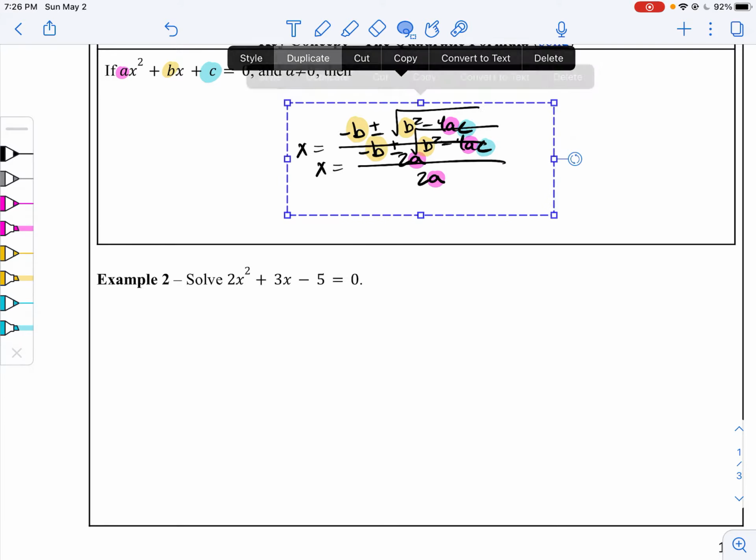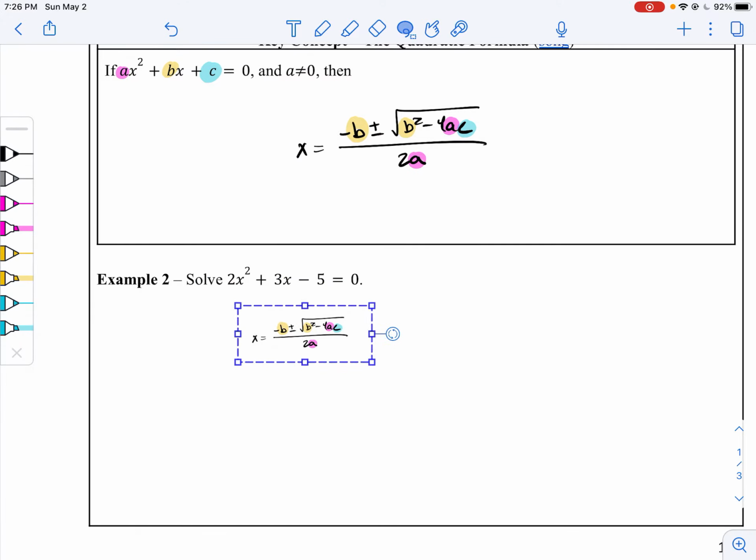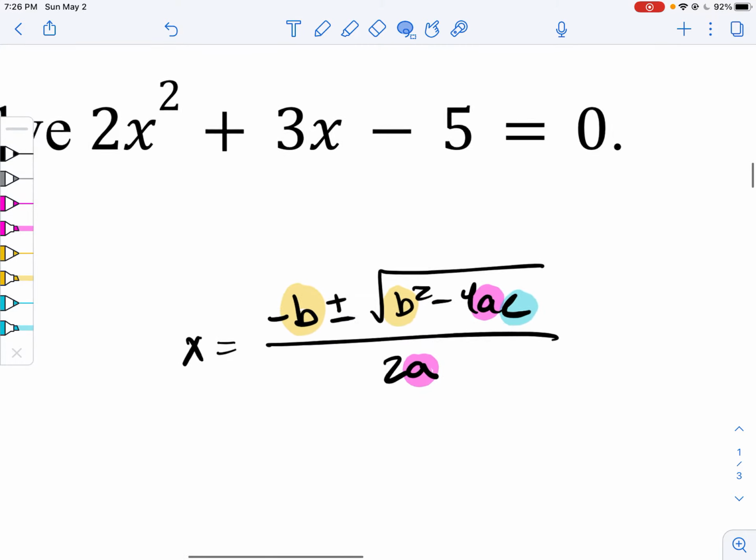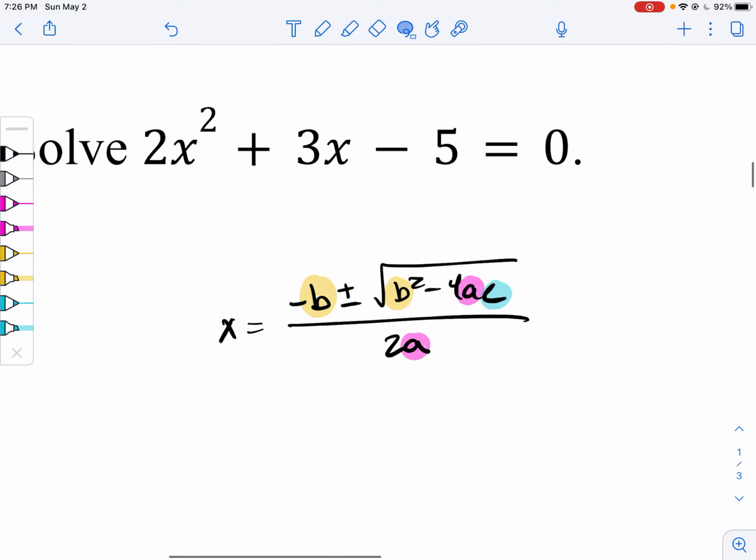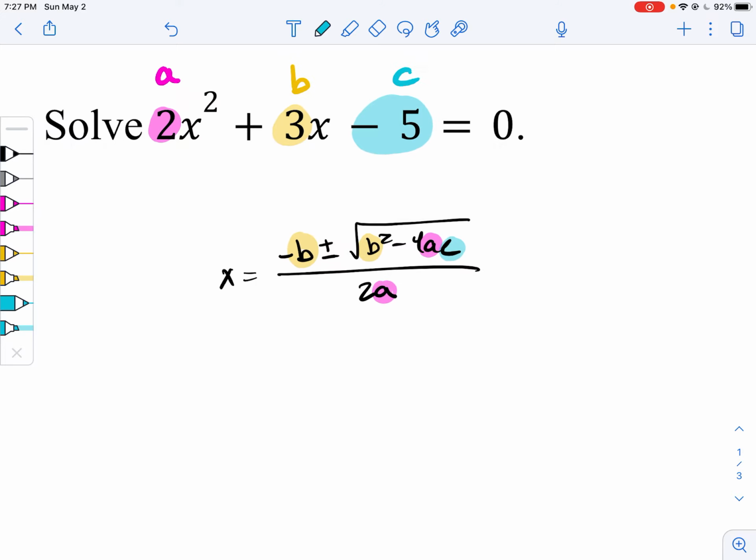So let's do this. You need to rewrite the quadratic formula every single time. I just copied and pasted it. I recommend that you rewrite it using the song, but I just did that 4 times. Now, the most important thing of your quadratic formula is to identify your A term, your B term, and your C term. Once you have those, you simply plug it right in.